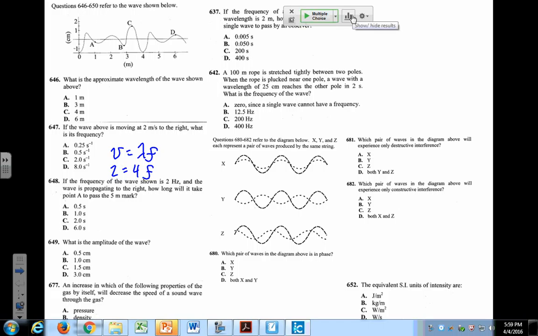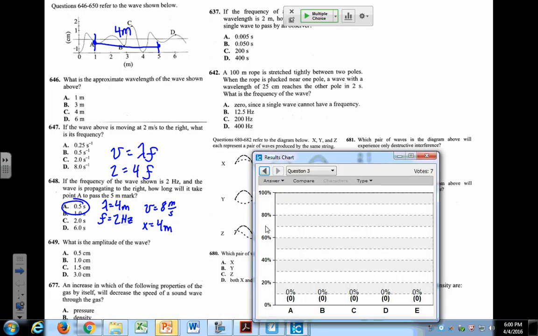Okay, so if the frequency is 2 hertz, we know the wavelength is 4 meters. The frequency is 2 hertz, so that means the speed is 2 times 4, or 8 meters per second. And I want point A to go to the 5 meter point. So I want point A to travel this distance. What is that distance? That's 4 meters. So I'm traveling a distance equal to 4 meters. At 8 meters per second, that's going to take me a half a second. So 0.5 seconds is the right answer, A.